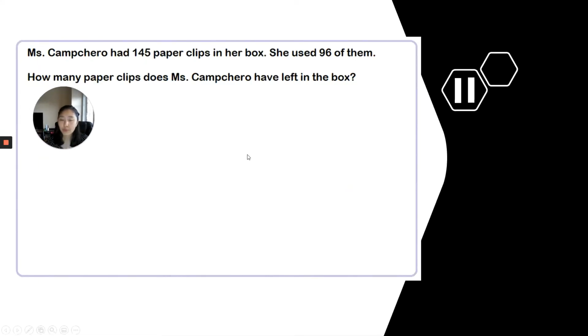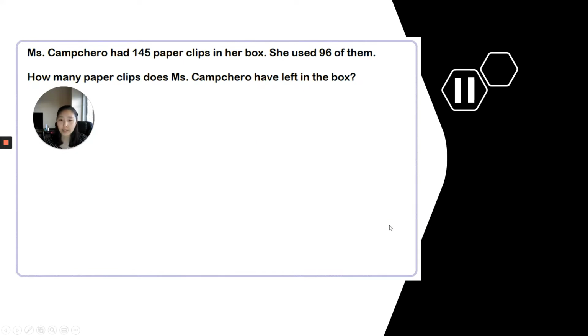So we're going to hop right into our retelling. So you already know who she is, so picture her in your mind right now as Miss Camchero. She was in Union last year. And she has 145 paper clips in a box. She used 96 of them. How many paper clips does Miss Camchero have left in the box?